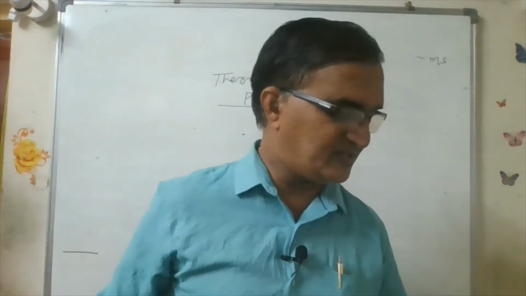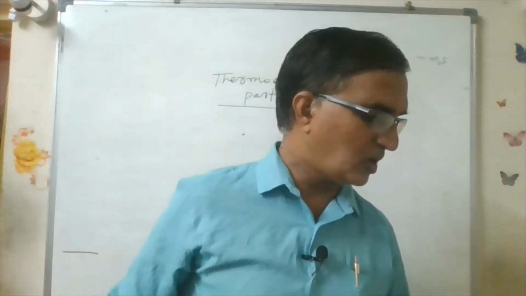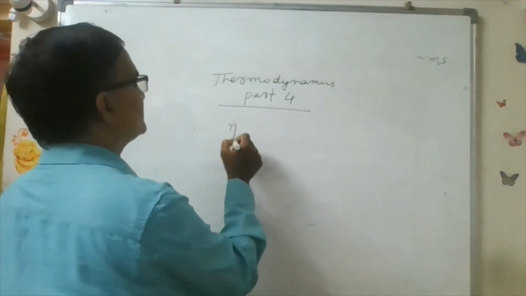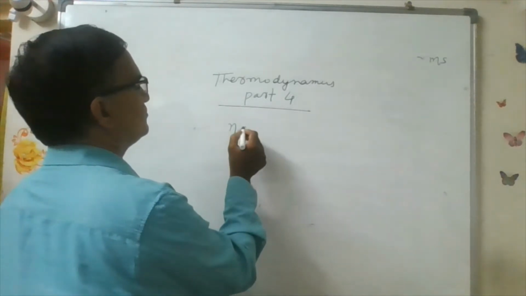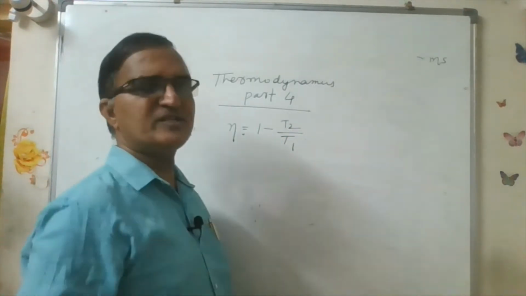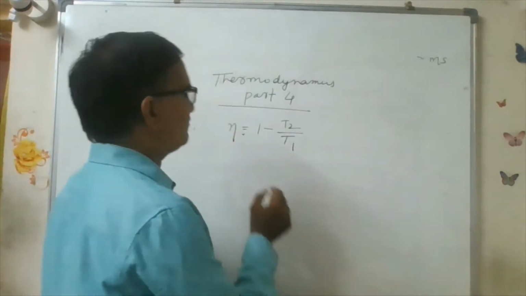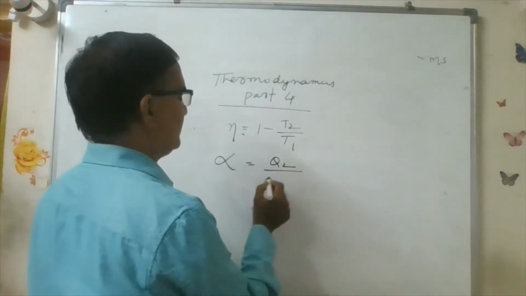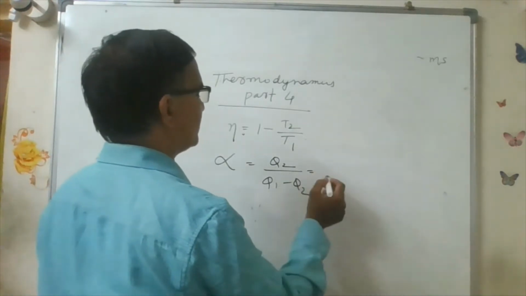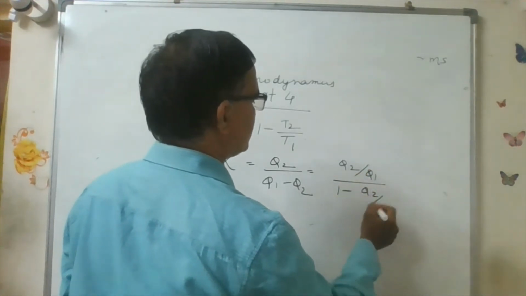the relation between this coefficient of performance alpha and the efficiency eta. The efficiency of a heat engine is 1 minus T2 by T1. Now alpha is equal to Q2 by Q1 minus Q2. Dividing both numerator and denominator by Q1, we get Q2 by Q1 over 1 minus Q2 by Q1.